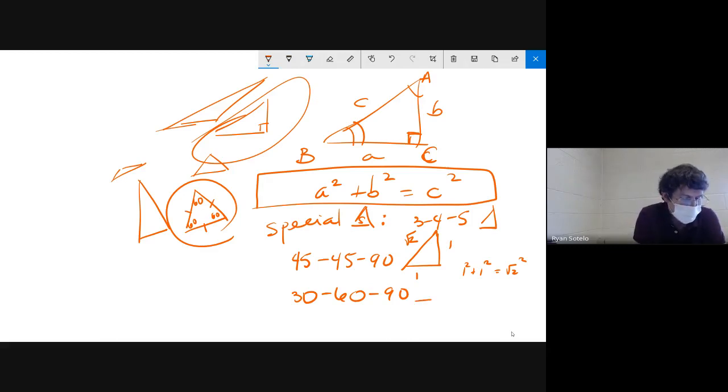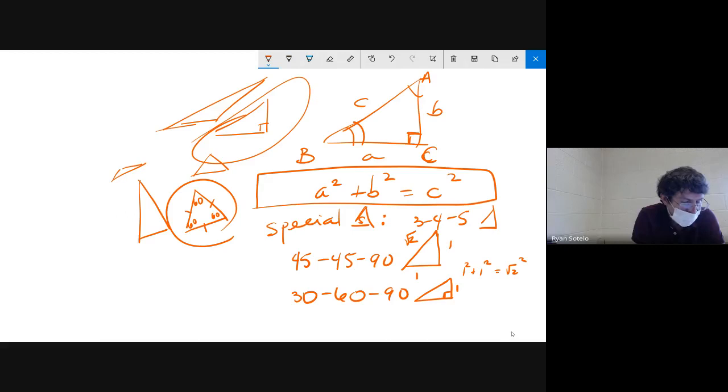So you have a small angle, you have an angle twice as big, and then you have a 90 degree in the corner. The smallest angle is always opposite to the smallest side. The middle angle is opposite to the middle side, and the largest angle is opposite to the hypotenuse.